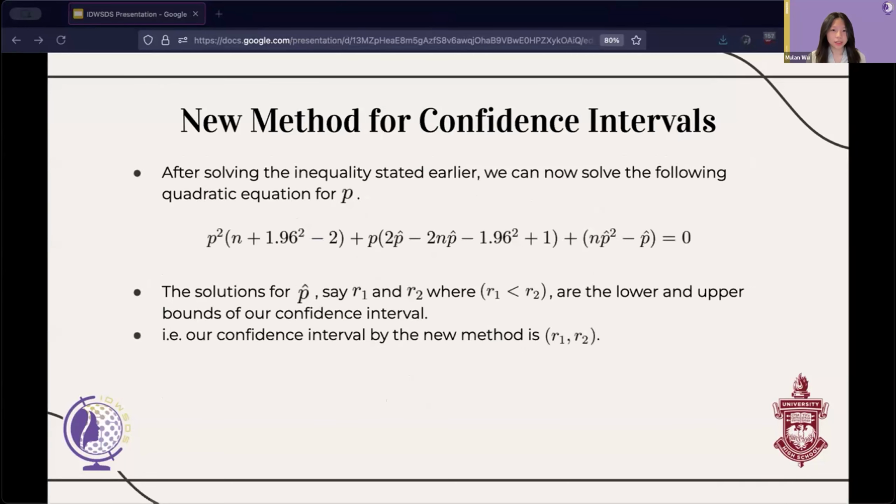By solving the previous inequality and setting the right-hand side as 0, we can now solve the following quadratic equation for p. After solving the quadratic equation, we'll get two roots, r1 and r2, where r1 is less than r2. Those roots are the lower and upper bounds of our confidence interval calculated using the new method. So instead of using mean plus minus z-score times standard deviation over the sample size, we'll be solving the quadratic equation by plugging in our numbers, and then the roots from the equation will be our confidence interval.